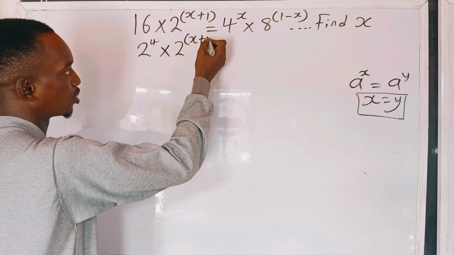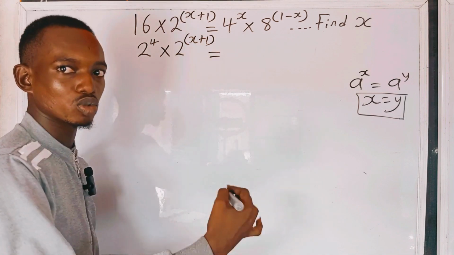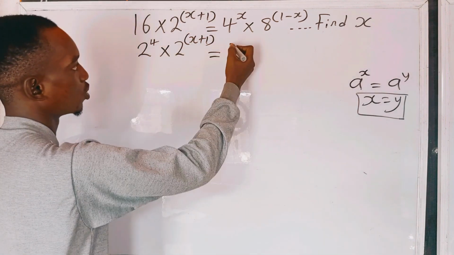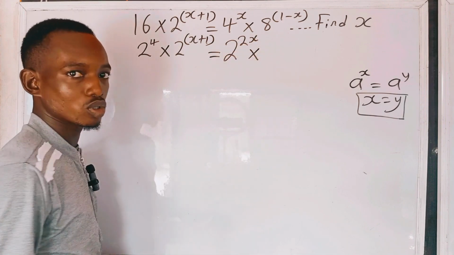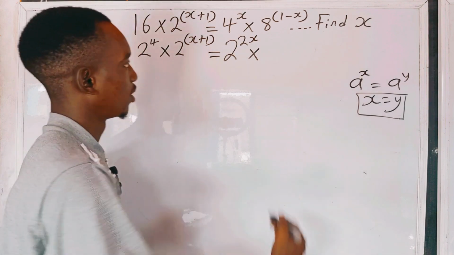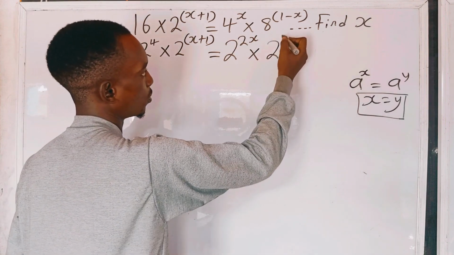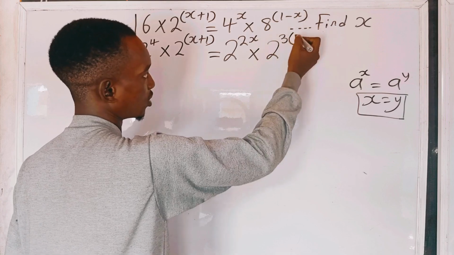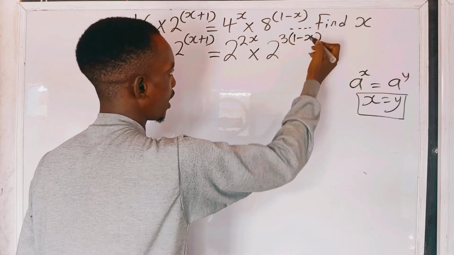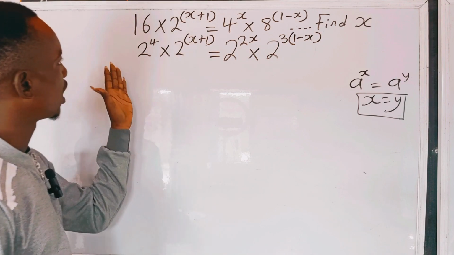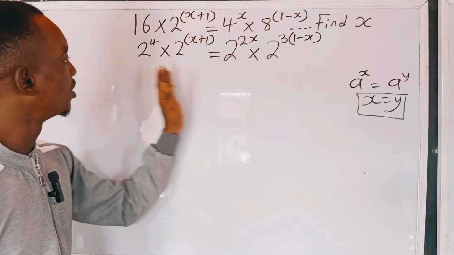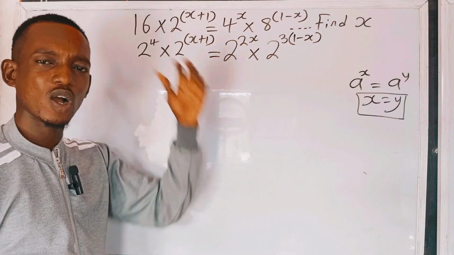Then times, we have 2 again, the same base. We love that. Plus 1 equals 4 also. 2 to the power of 2 gives us 4. So we have 2 to the power of 2x times 8 also. We can have 2 to the power of 3 give us 8. So we have 2 to the power of 3 multiplying this bracket, 1 minus x. Yes, we are almost there, okay? Because now we have equal base. All the bases are the same.